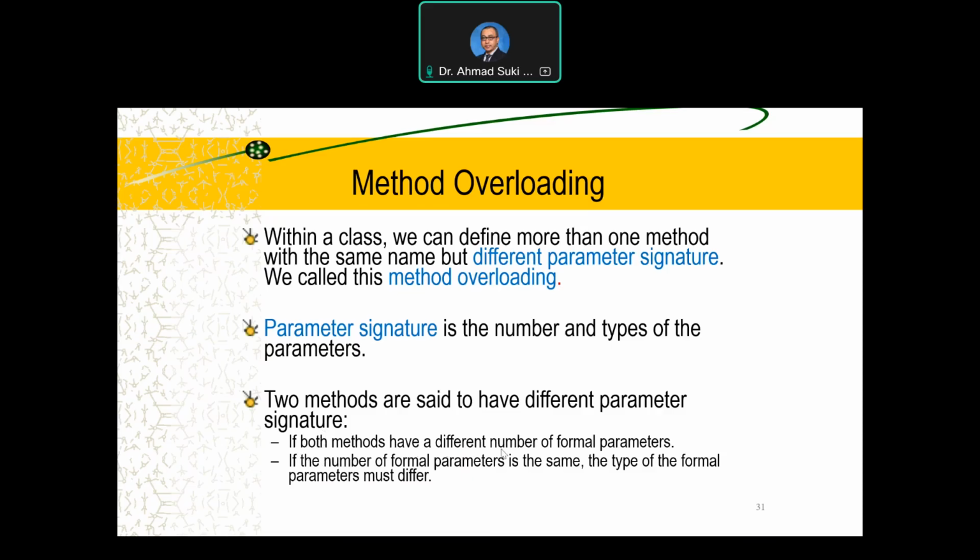Two methods are said to have different parameter signatures, what I just said just now. If both methods have a different number of formal parameters, meaning the number inside the bracket is not the same. Secondly, if the number of formal parameters is the same, but the type of the formal parameters must be different, we are referring to data type.